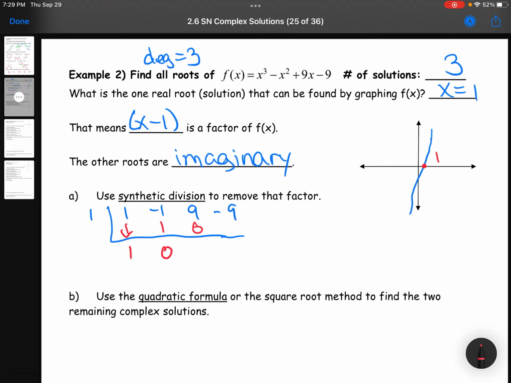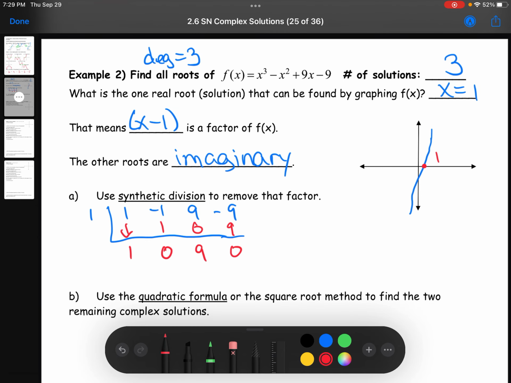Multiply, we get 1. Add, we get 0. Multiply, we get 0. Add, we get 9. Multiply, we get 9. Add, we get 0. Now, that 0, remember, is the remainder. We're not really surprised that's a remainder because we know that x minus 1 is a factor, because x equals 1 is a root. So we were expecting that 0.